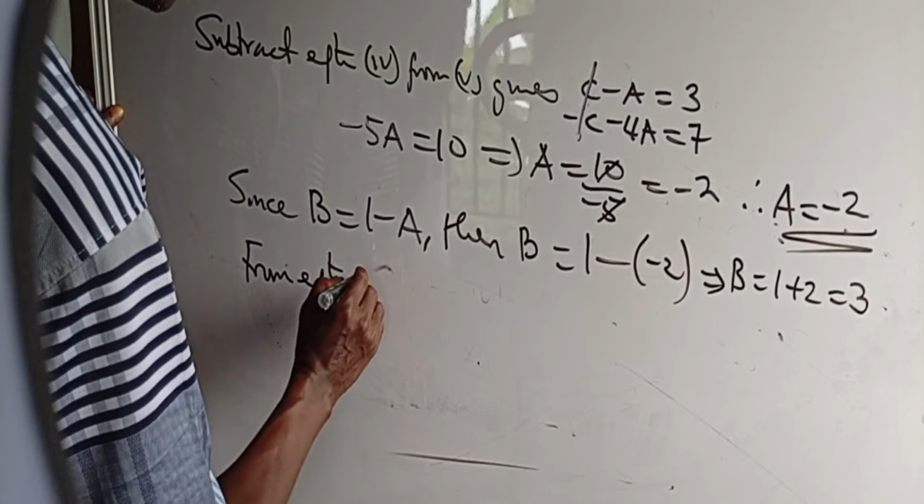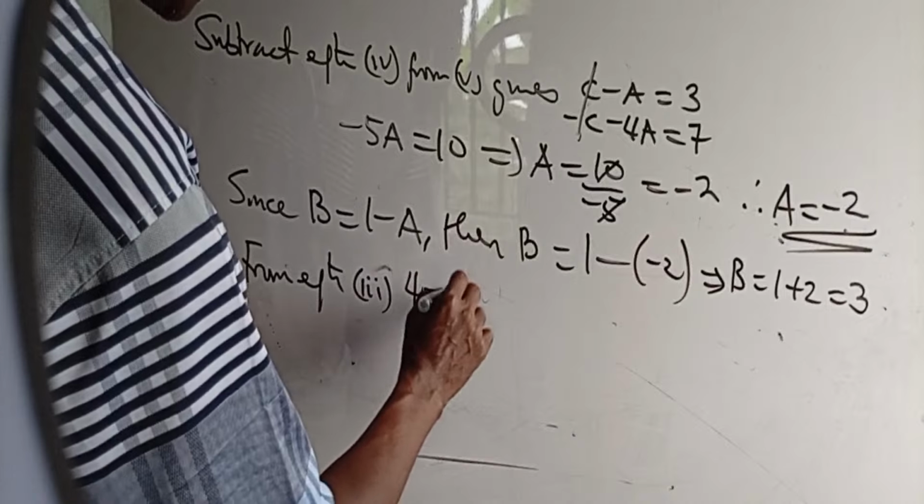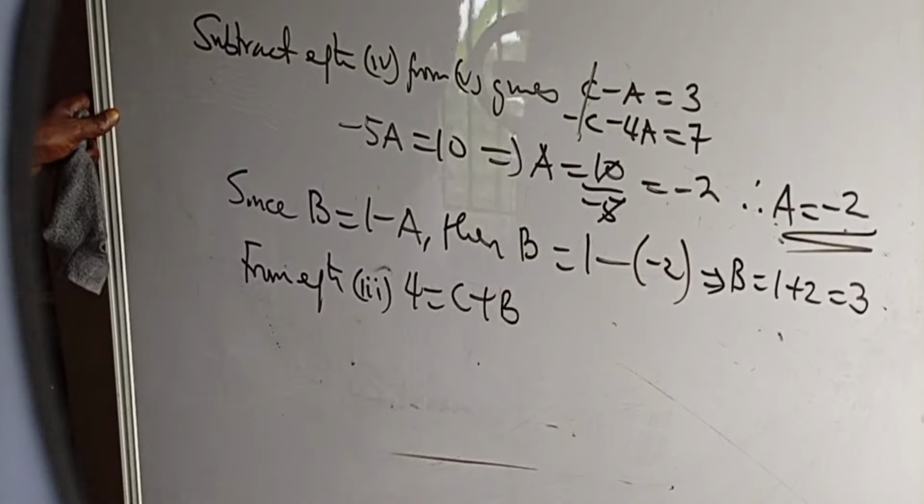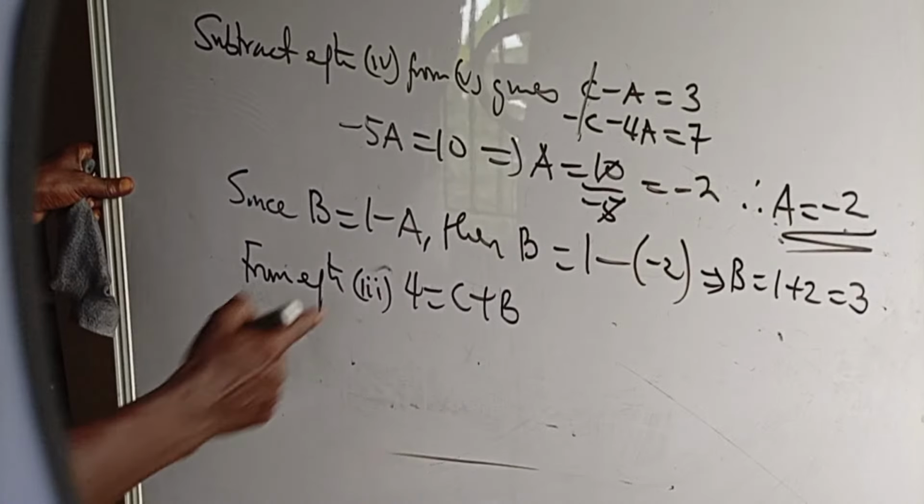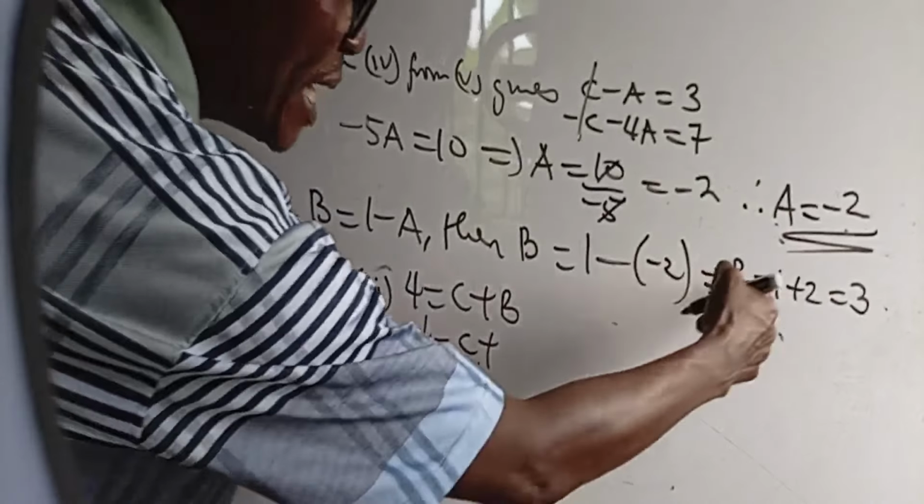From equation 3, 4 is equal to C plus B. Abi, you want to check? That's what we have in equation 3. And now to get C, that'll be 4 is equal to C plus our B, which is 3.